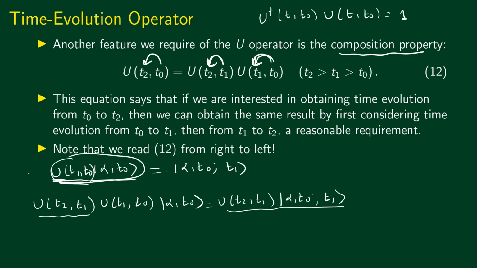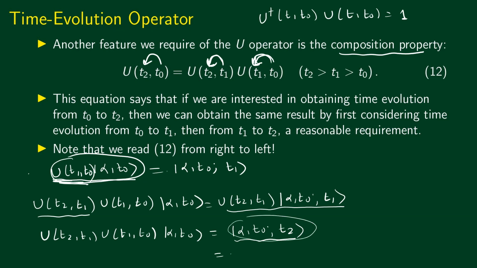What is this result? We already know this result from definition. This is equal to |α, t0⟩ at time t2. So we have U(t2, t1) U(t1, t0) acting on |α, t0⟩ gives us |α, t0⟩ at time t2. But now again from definition we know that |α, t0⟩ at time t2 is related to |α, t0⟩ by a unitary operator of this form. So this ket can be written as U(t2, t0) acting on |α, t0⟩.